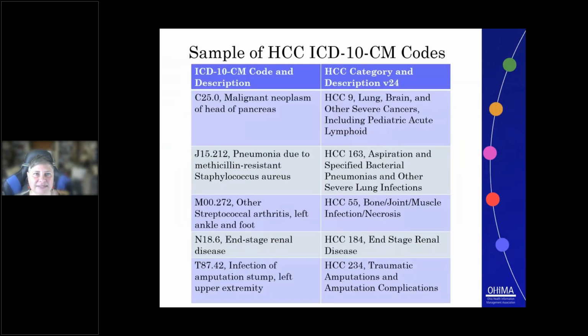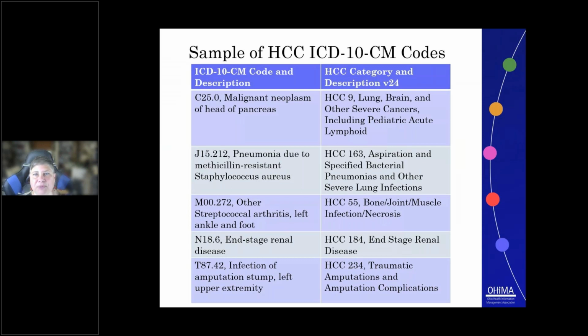So how do these ICD-10-CM diagnosis codes impact the beneficiary's health risk score? Let's take the 5 diagnoses from before. In this table, you can see how each diagnosis code is part of an HCC category. So for example, the C25.0 diagnosis code for malignant neoplasm of the pancreas is in HCC 9, lung, brain, and other severe cancers, including pediatric acute lymphoid. Now, each of these HCCs has a risk score. When CMS adds up the risk scores for a beneficiary, they have the health risk score.